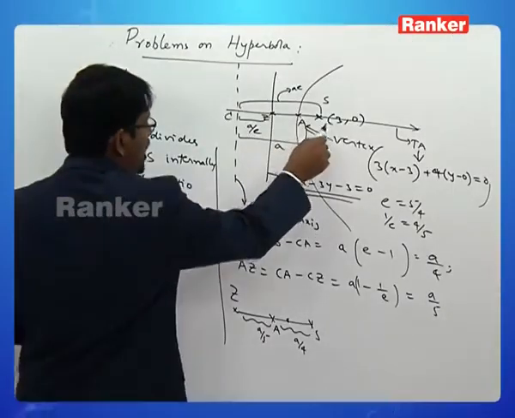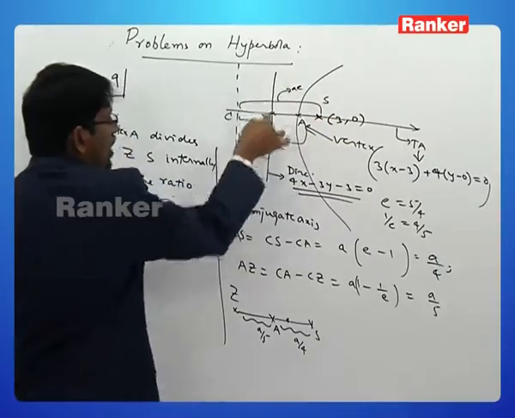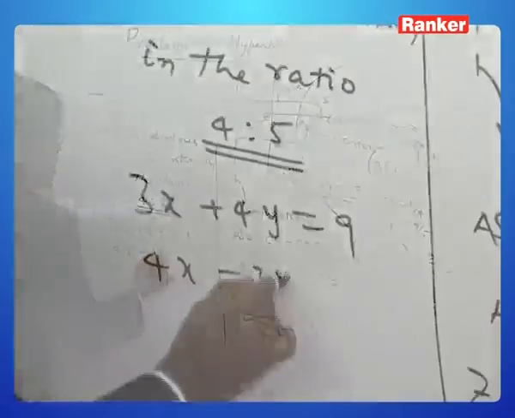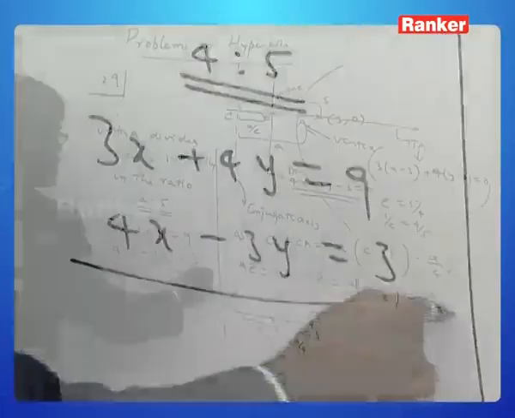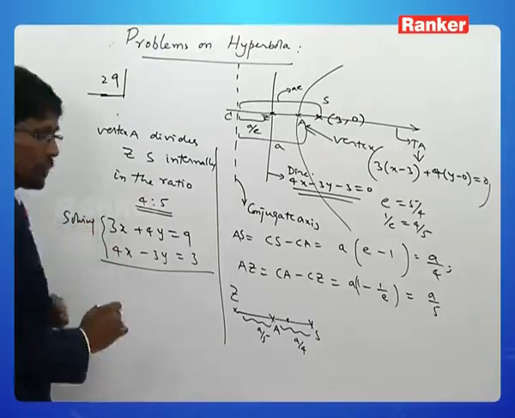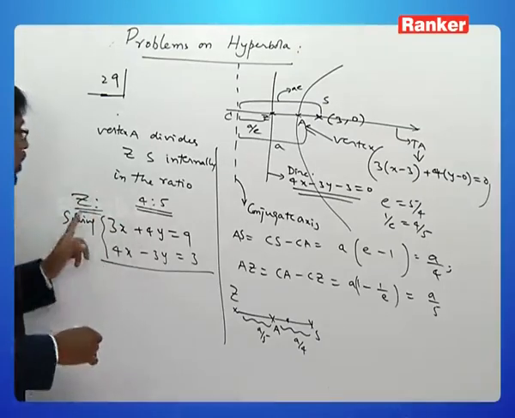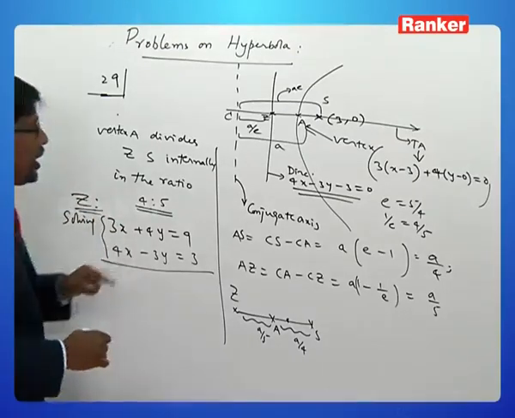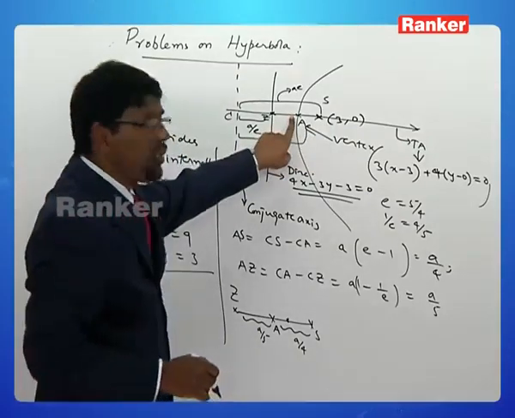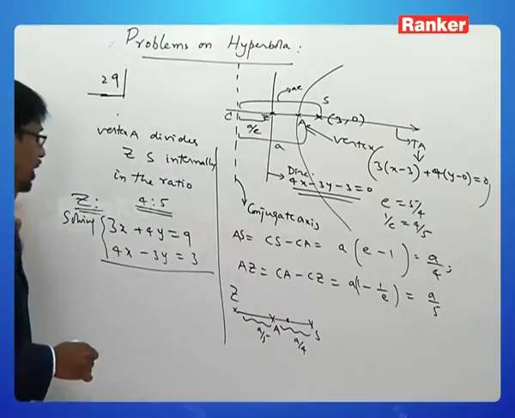Solving the transverse axis and the directrix, 4x minus 3y is equal to 3. Solving these two, we get the Z point. Now having found the Z point, and since we already know S, we have to find out A. A divides ZS in the ratio 4:5. So we will do that now.